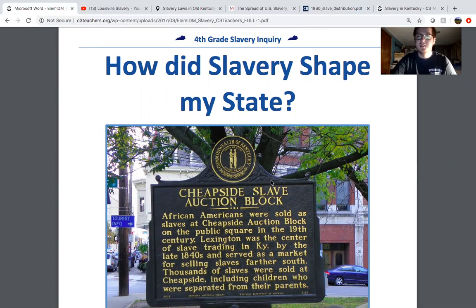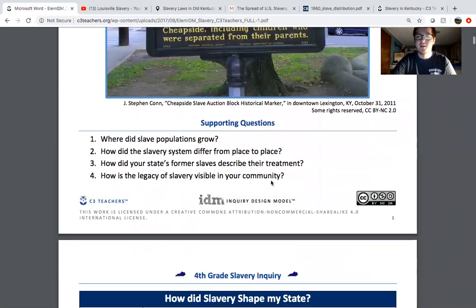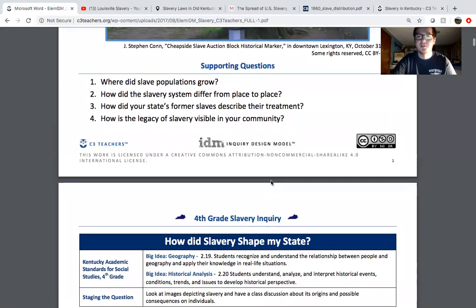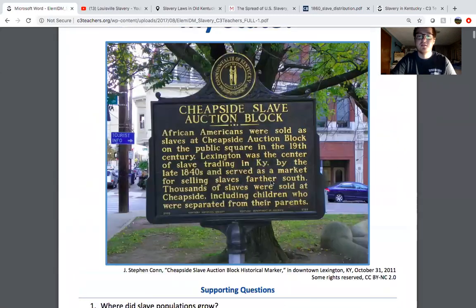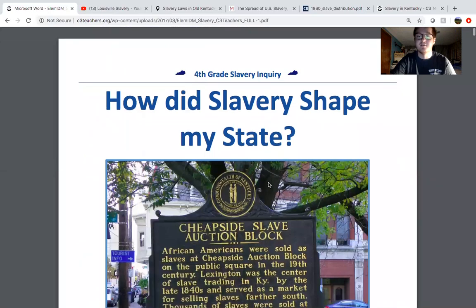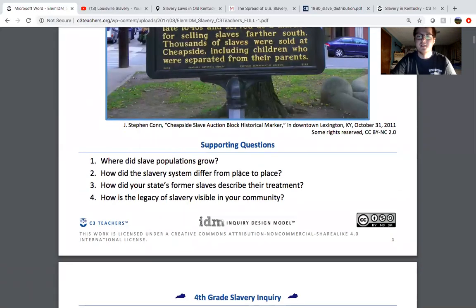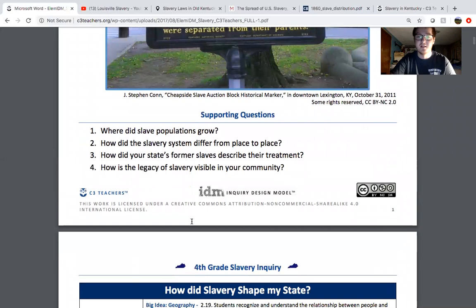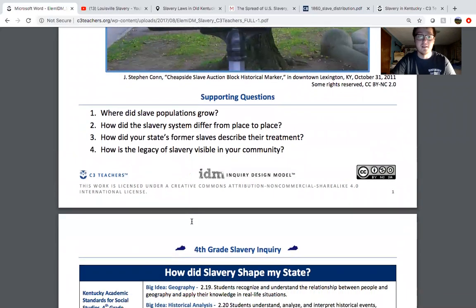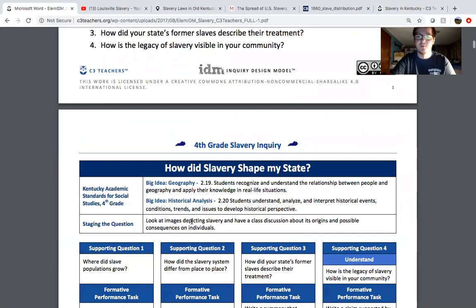So our leading question, how did slavery shape my state? Today we're just going to look at one of these supporting questions. You guys are familiar with this, the way that we have a compelling and then supporting question. So our compelling question is, how did slavery shape my state? Today's supporting question, we're just going to look at this one right here. Where did slave populations grow? So in Kentucky specifically, where, how, when did slave populations grow?